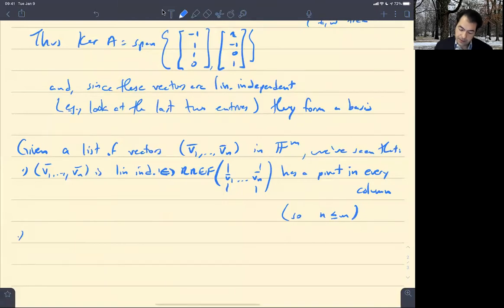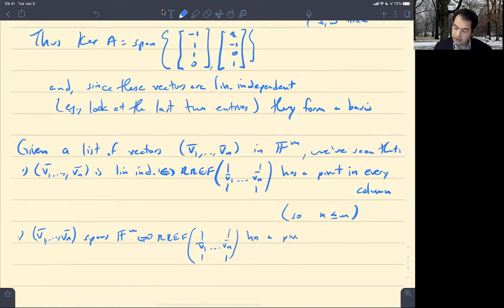On the other hand, if this list of vectors spans Fm, then that's the same as saying that the reduced row echelon form of this matrix has a pivot in every row. Right? Because remember, what you want to think about is, if I were to take this matrix, call it A, and I wanted to solve AX equal to B, then these columns span Fm is the same as saying that I can always solve AX equal to B, right? I can always solve AX equal to B means that the system is always consistent.